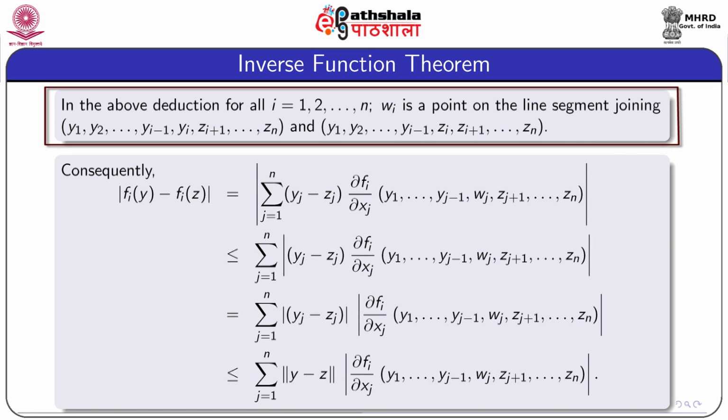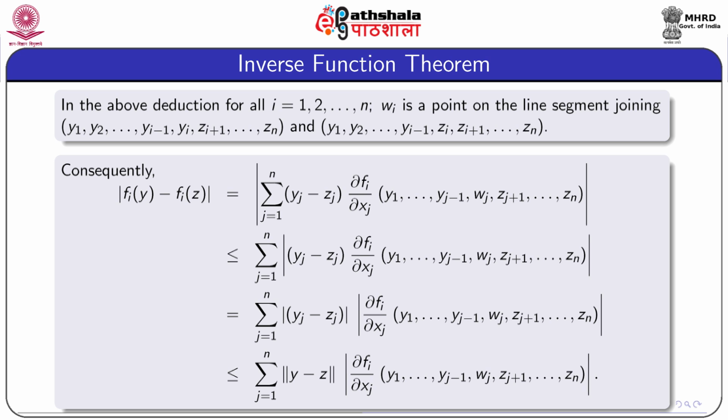In the above discussion, for each i from 1 to n, wi was a point on the line segment joining (y1, y2, ..., yi-1, yi, zi+1, ..., zn) and (y1, y2, ..., yi-1, zi, zi+1, ..., zn). As a result, we find modulus of Fi(y) minus Fi(x) equals modulus of the sum of (yj minus zj) del Fi/del xj (y1, ..., yj-1, wj, zj+1, ..., zn).